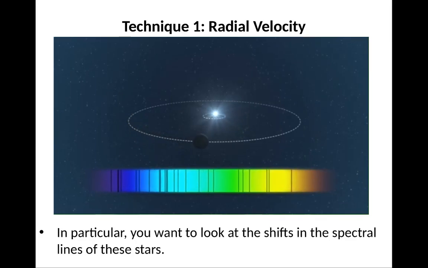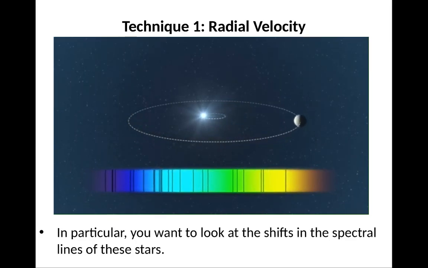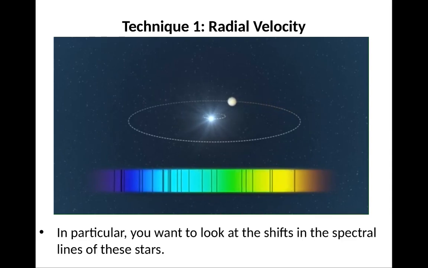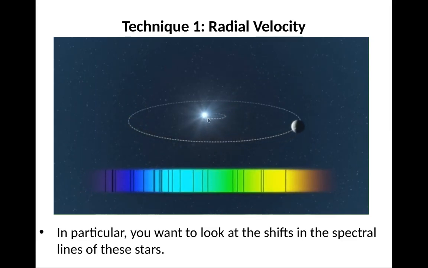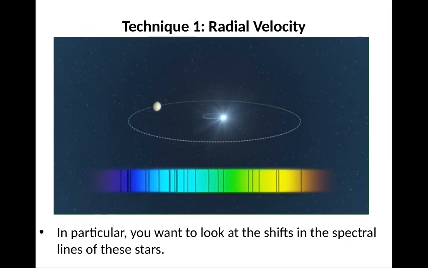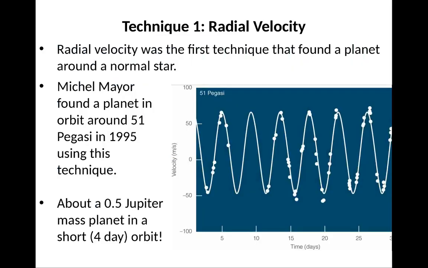Here's an example. What you want to do is look at the shifts in the spectral lines of the star. There's a planet moving around the star. As the planet moves toward us, the star moves away from us and gets redshifted. As the planet moves away from us, the star moves toward us and as a result gets blueshifted. This redshift and blueshifting is all you need to detect the planet. In fact, this is the first technique to find a planet. Michel Mayor, who was just announced the winner of the Nobel Prize in 2019, found the planet 51 Pegasi in 1995 using this exact technique.